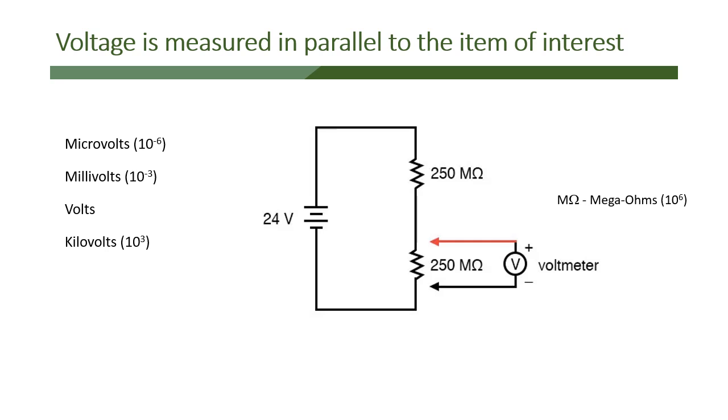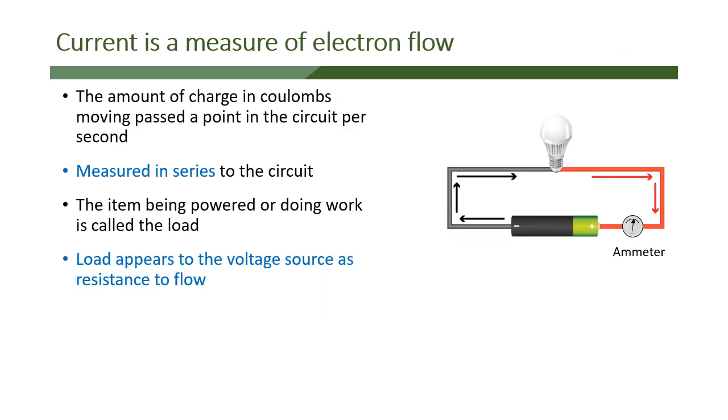So we could say 1 millivolt is equal to 0.001 volts. We can have 1 microvolt, which is equal to 0.000001 volts. We could have, like in this case, 24 volts. And kilo means you're multiplying by 1,000. 10 to the third is 1,000. So if we had 2 kilovolts, it would be 2 times 1,000, which would be 2,000 volts. These are the units you're going to work in as we go through the rest of the course.